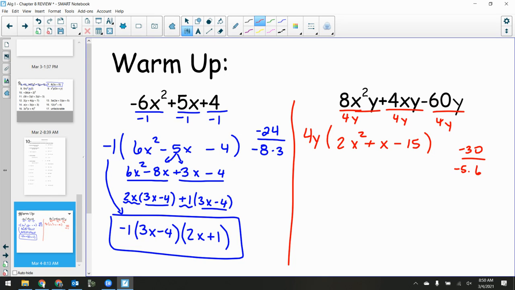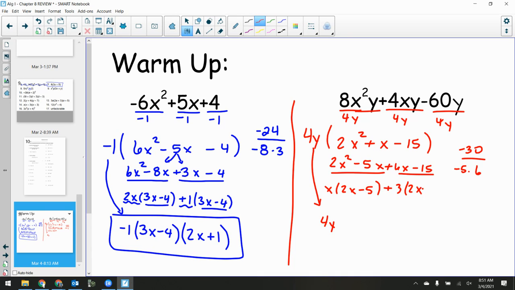Now, once I know that this will factor, I'm going to arrow down this 4y, bring it down, and this becomes 2x squared minus 5x plus 6x minus 15, and I can factor by grouping. I pull out an x, leaving a 2x minus 5. I pull out a 3, leaving a 2x minus 5. So my answer is 4y times 2x minus 5 times x plus 3. How do we do on that one? In my opinion, those are 2 of the more difficult problems that you can see on your test tomorrow. Okay?